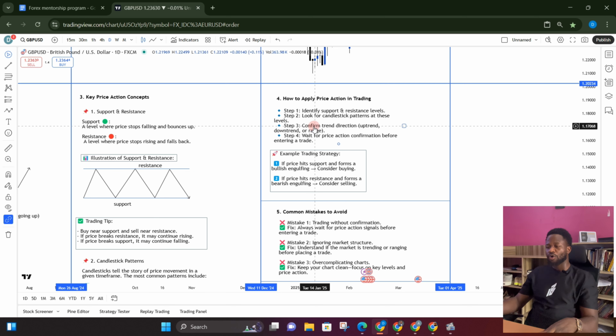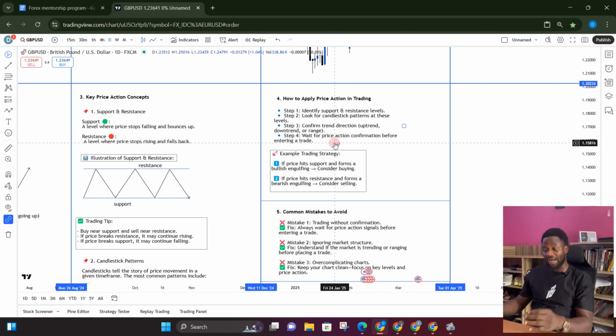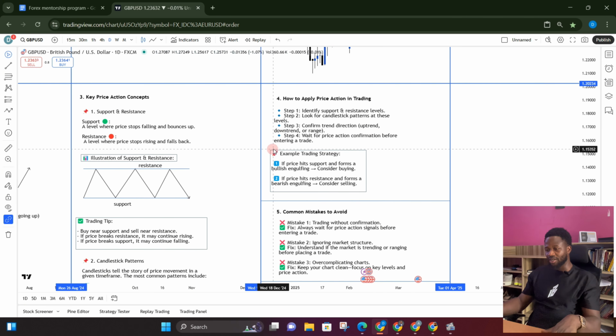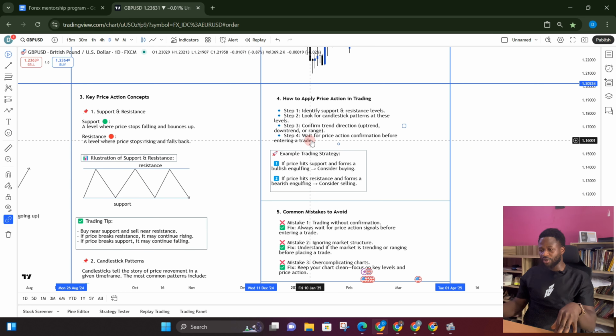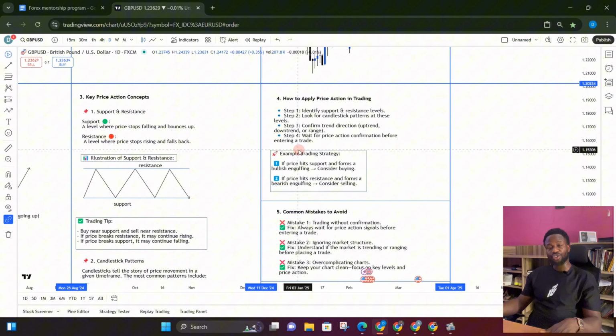Then step three, confirm trend direction. Know, are we in an uptrend or are we in a downtrend? Why? Because that would decide whether you are buying or selling, right? And if you are in consolidation, don't do anything, just look away. Then step four, wait for price action confirmation before entering a trade.